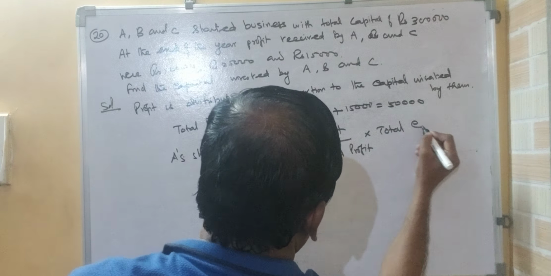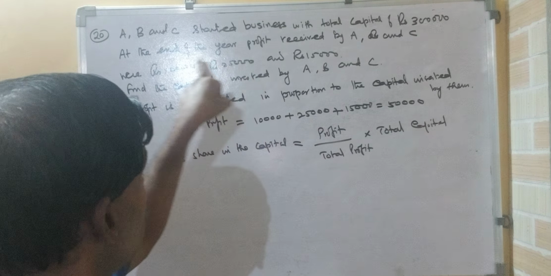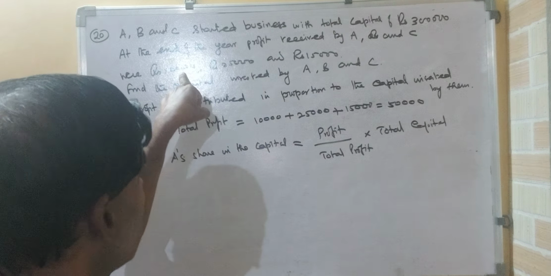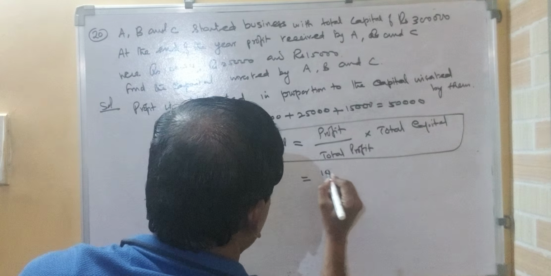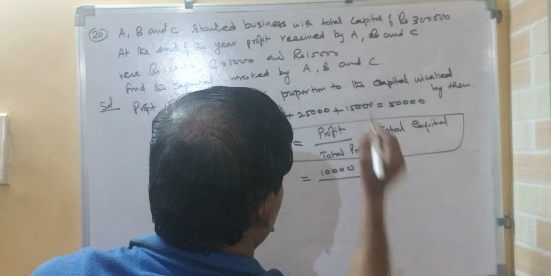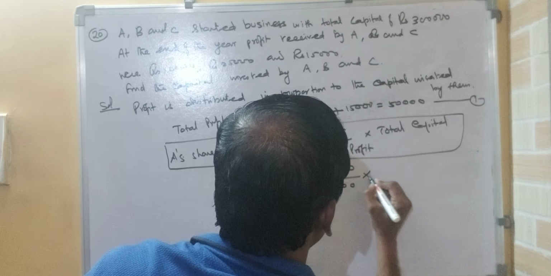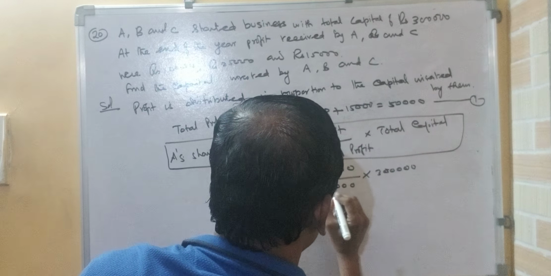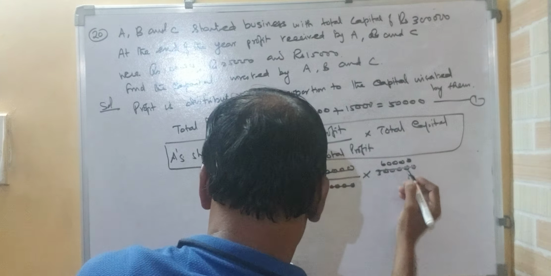See, A share how much will be there in capital? The profit you are knowing, total profit also you are knowing, and then capital also. This is the formula. So equal to profit is 10,000 upon total profit is 50,000, into total capital 3 lakhs. So it is 60,000.